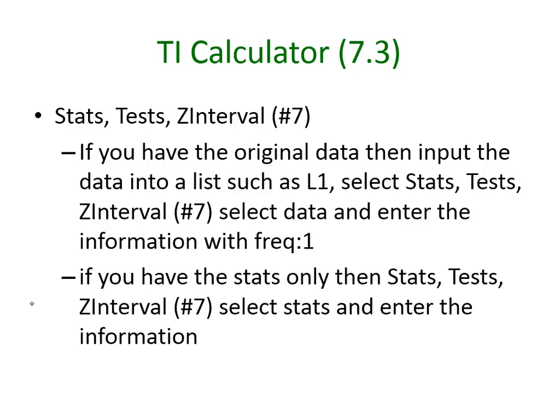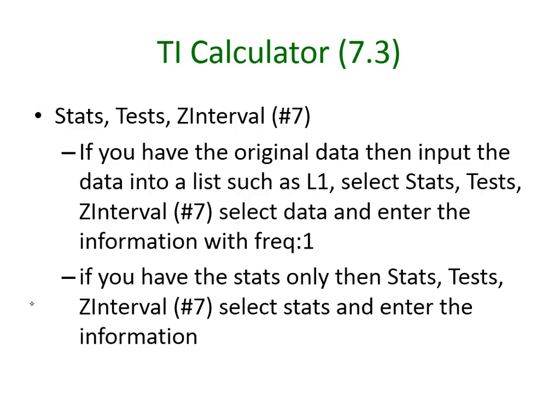So once you hit enter on there, now the question is, do I have the original data or do I have the statistics? If you have the original data, then the next question is, what is the population standard deviation? Where did you put the data? If you put it in list 1, that's where it's going. Each one of them is a frequency of 1, your confidence level, and then calculate.